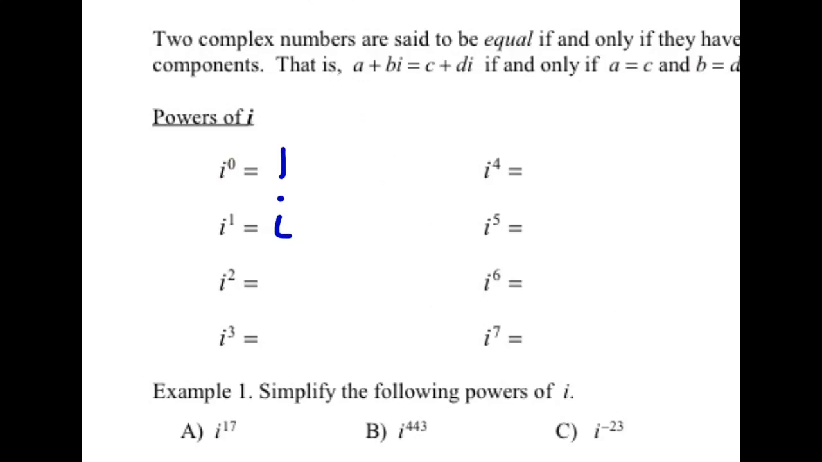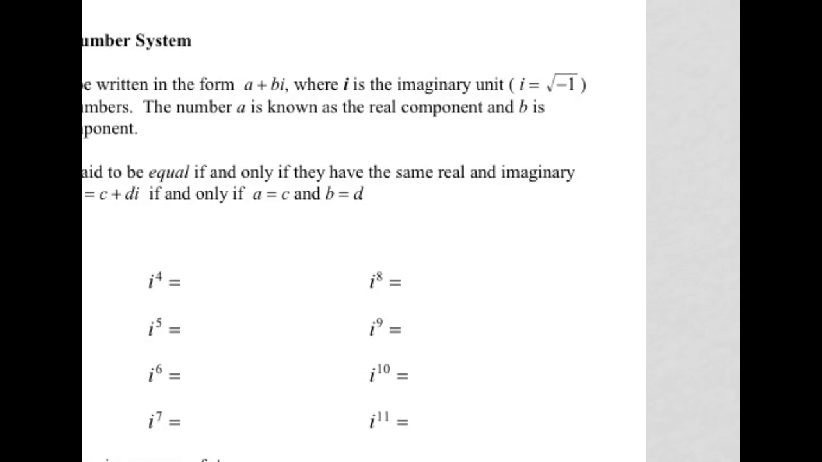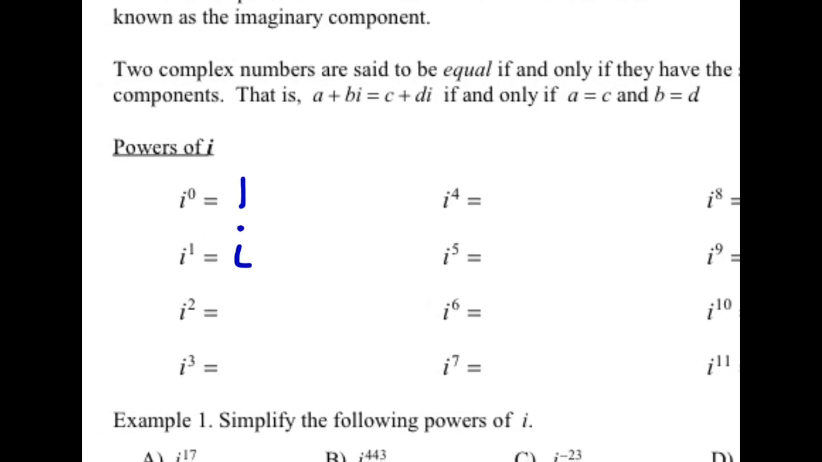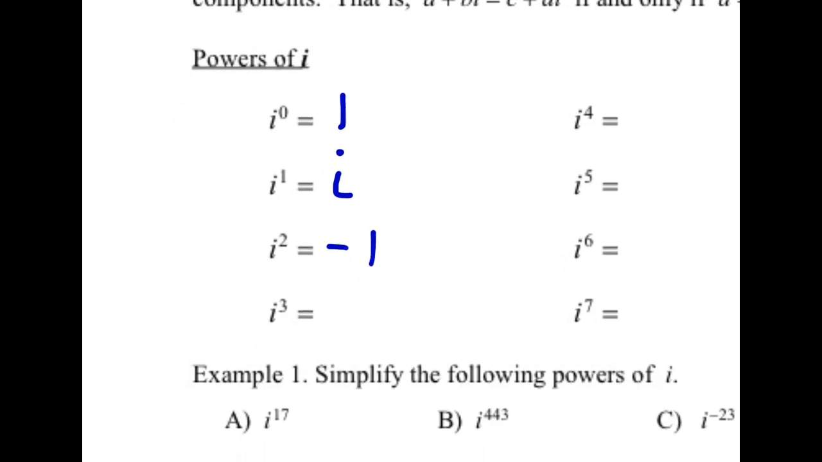So i raised to the 2. Well, look back up here at the definition. i is the square root of -1. So if I square both sides here, this tells me that i squared has to be -1. And so for this second one here, this has to be -1. So we have 1, we have i, we have -1, and now i cubed.